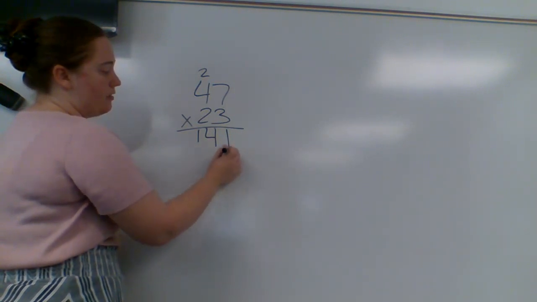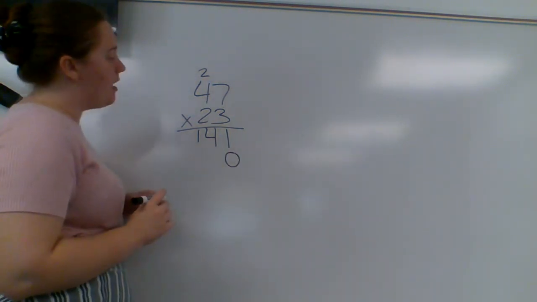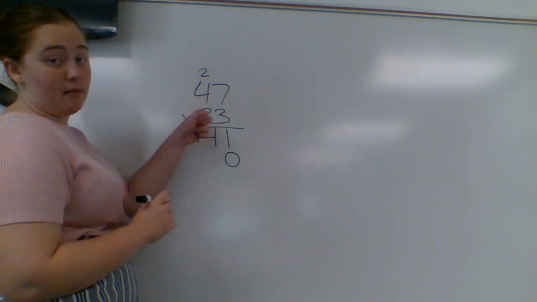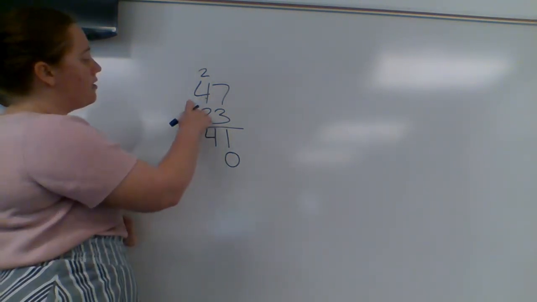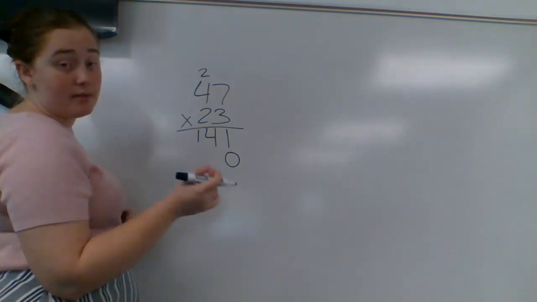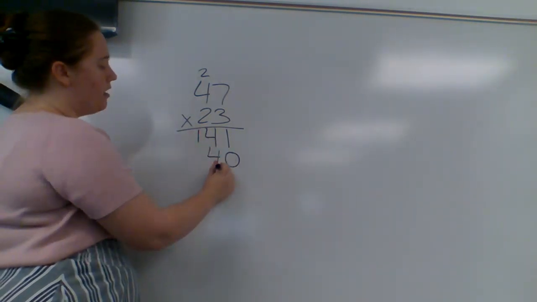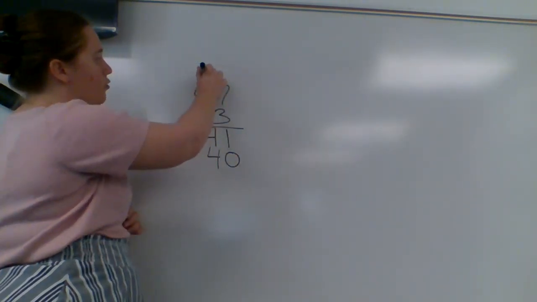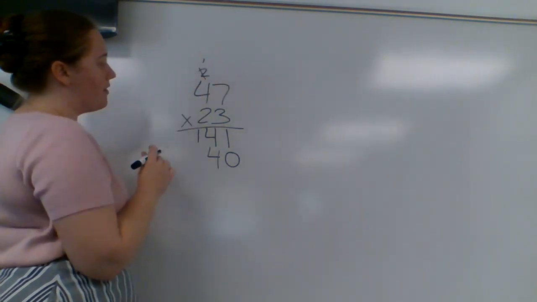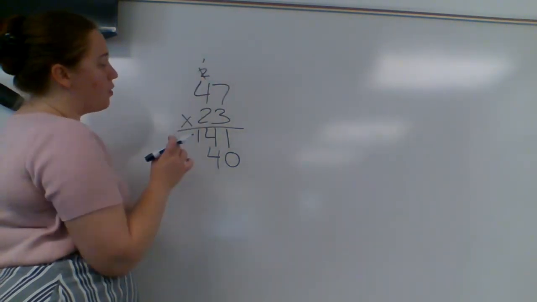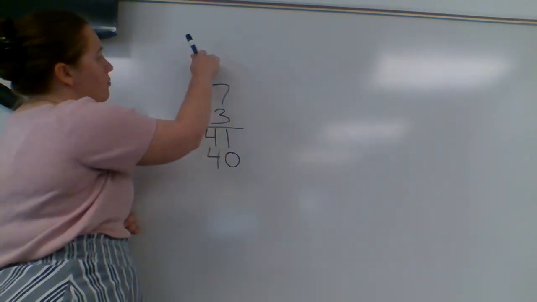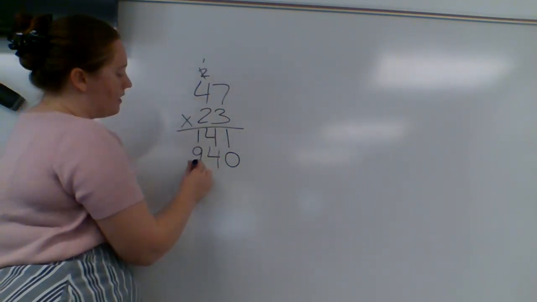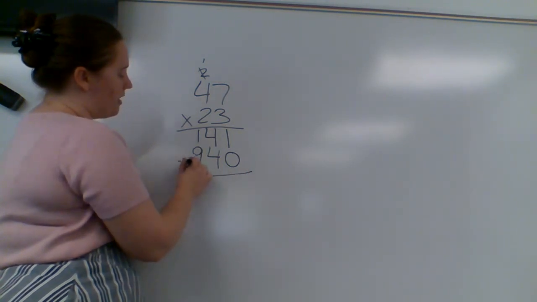And we'll write a 0 right down there because we're going to multiply by this 2 over here in the tens place. And we're going to do this 2 times 7. 2 times 7 is 14, so we're going to write a 4 down here. And 1 gets carried. We're going to cross out that 2, write a 1 above it. 2 times 4 is 8. Plus the 1 is 9. Draw a line underneath and add them together.